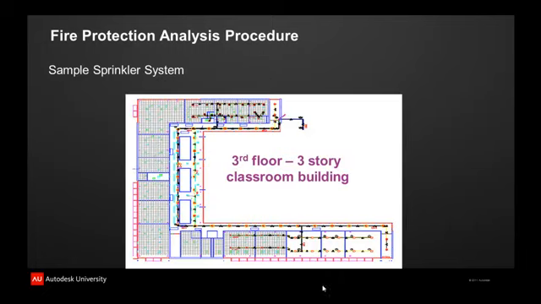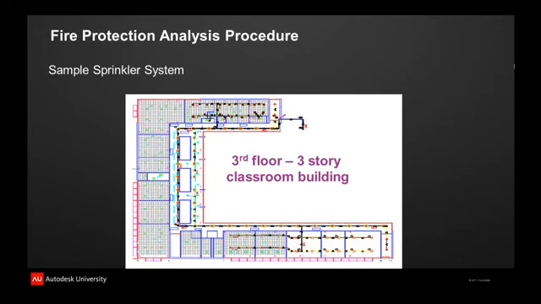To be more specific, let's take a sample sprinkler system and apply that procedure. Okay, so let's take all that we've learned and apply it to a very specific sample sprinkler system. So we're going to run through that analysis procedure on this example. The building we're looking at is a 3-story classroom building. You may even recognize it as one of the tutorial samples in the Revit MEP program.